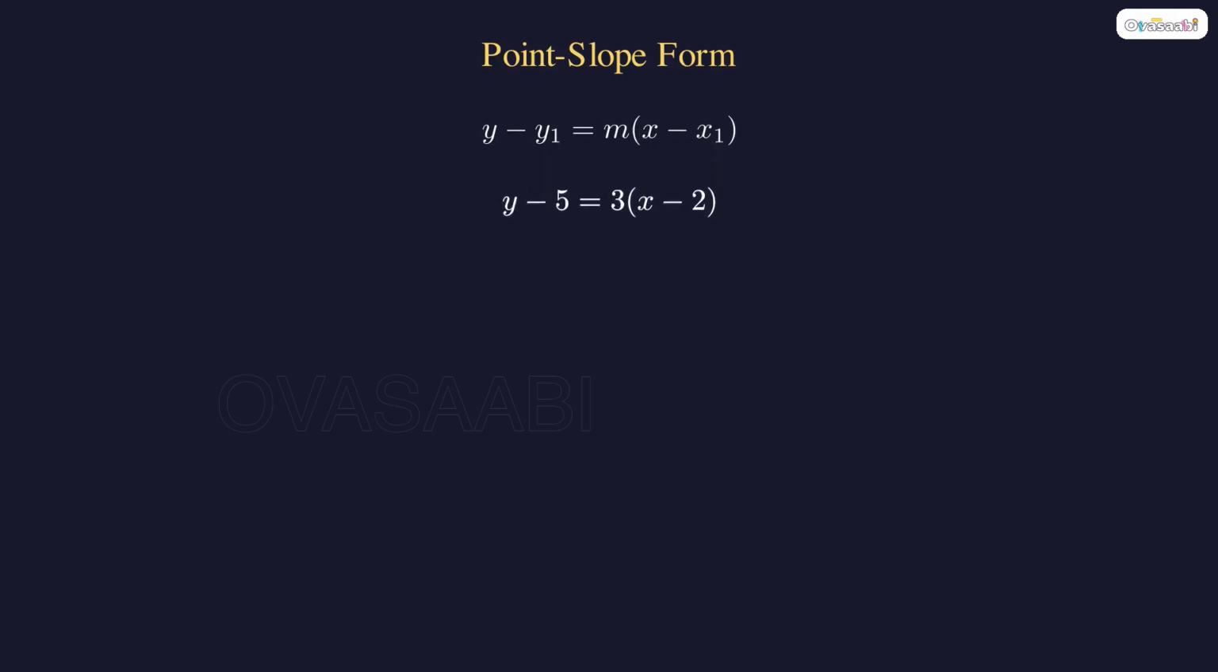Now use point-slope form. y minus y1 equals m times (x minus x1). Substituting, y minus 5 equals 3 times (x minus 2). Simplify to get y equals 3x minus 1.